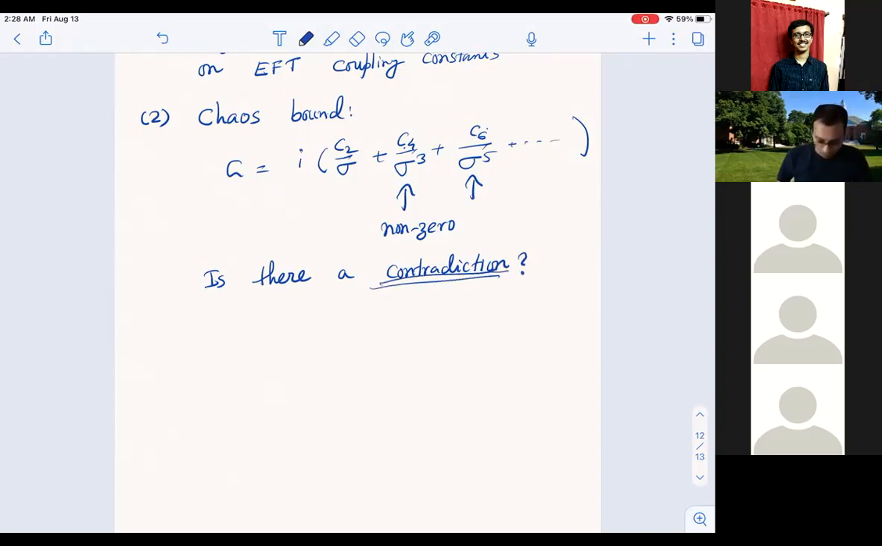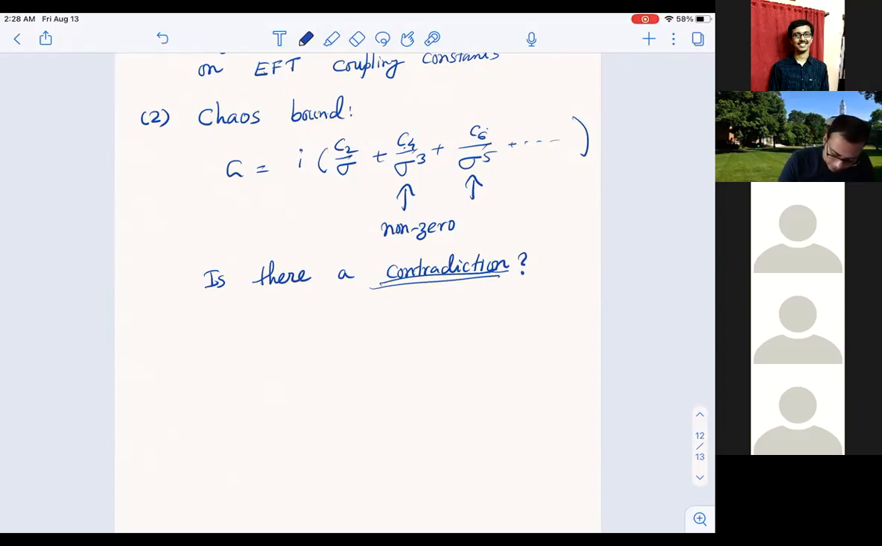And the answer is no, because the right interpretation of the chaos bound is not that there cannot be any term that grows faster than 1 over sigma. That's not the correct statement.